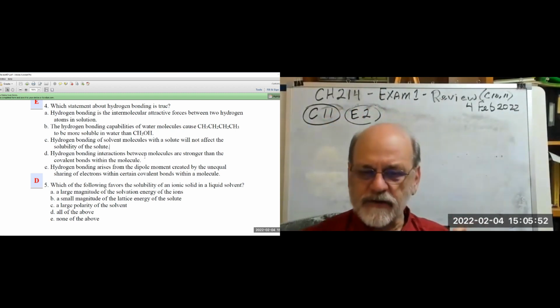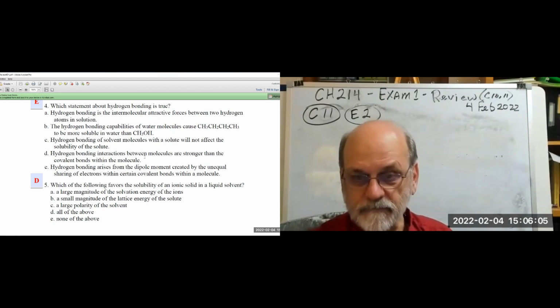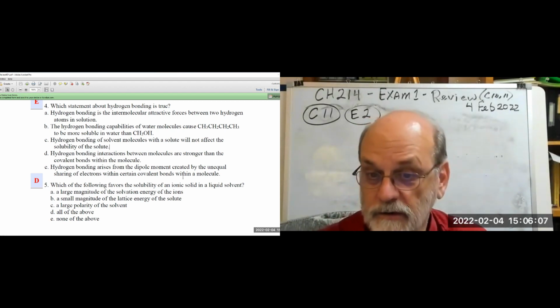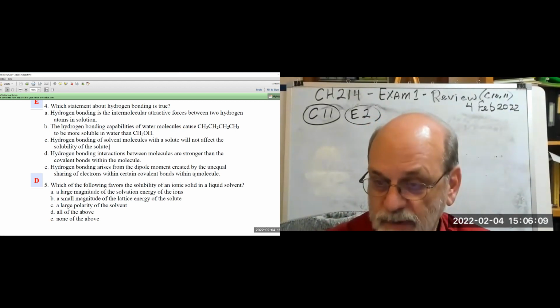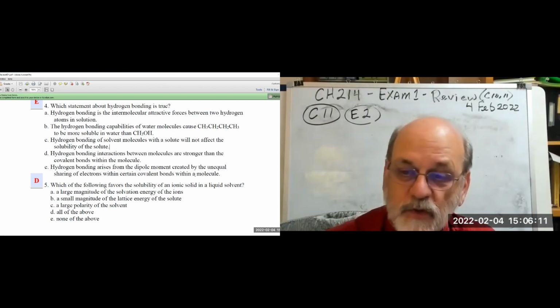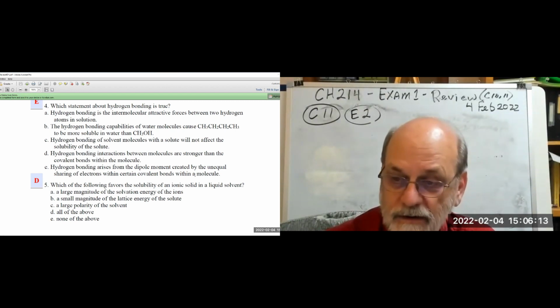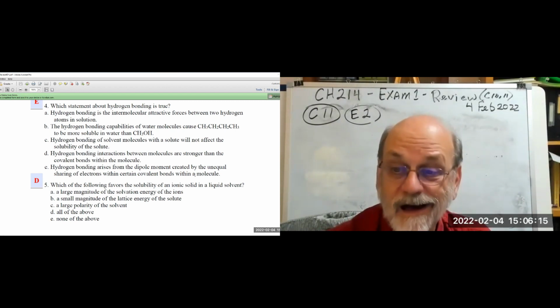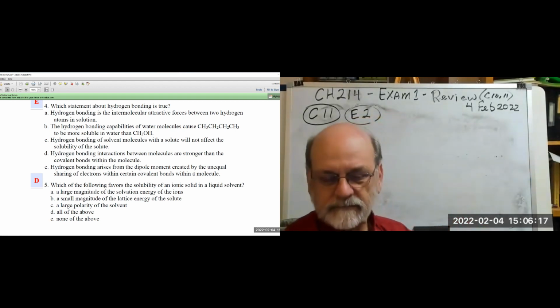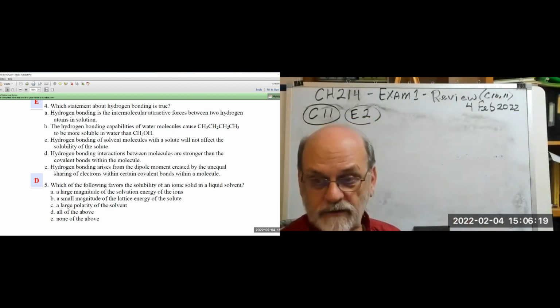Hydrogen bonding arises from the dipole moment created by the unequal sharing of electrons within certain covalent bonds within a molecule. Yeah, that's true. It's not just certain covalent bonds. It's bonds between certain atoms and hydrogen. So it's true, but a little incomplete.